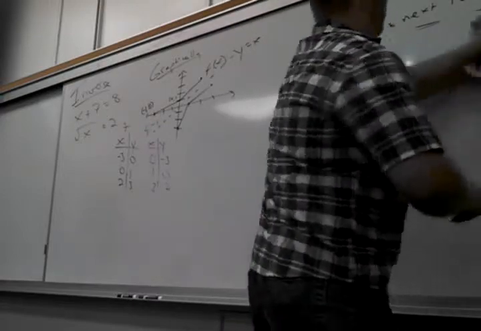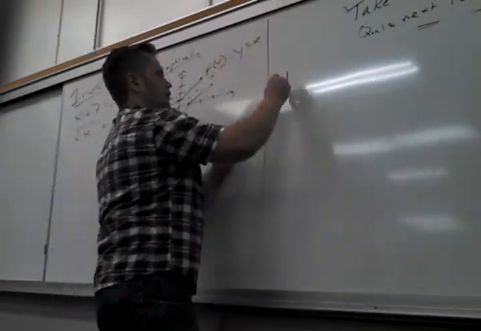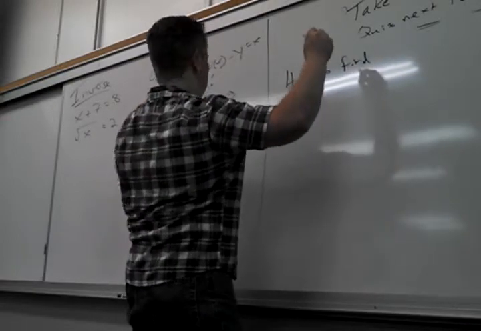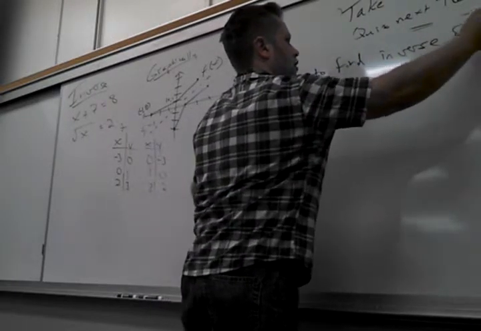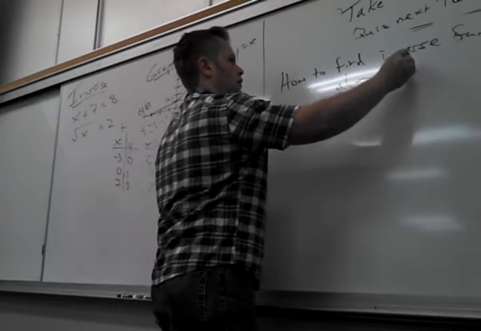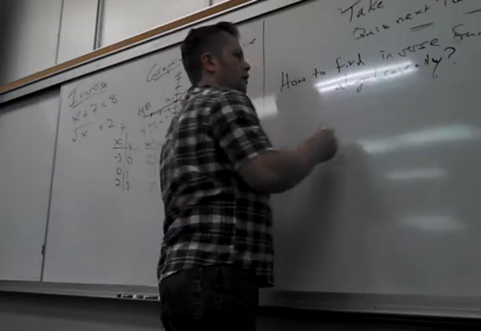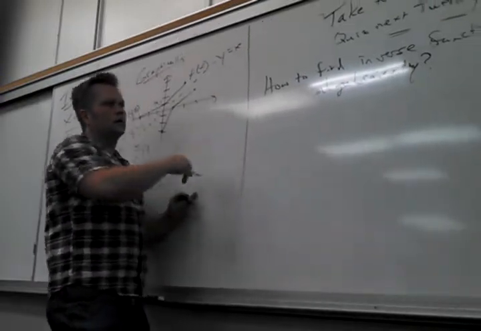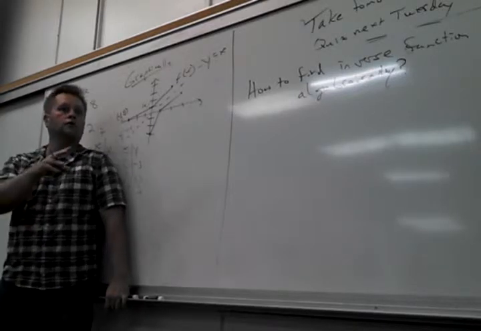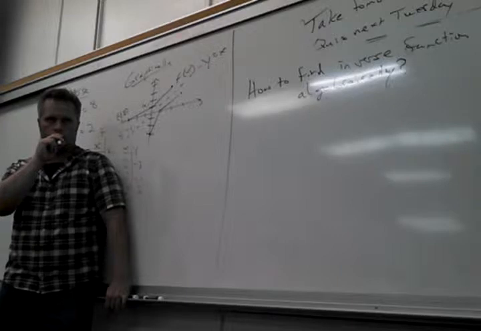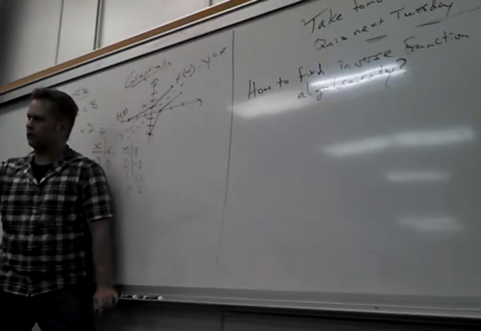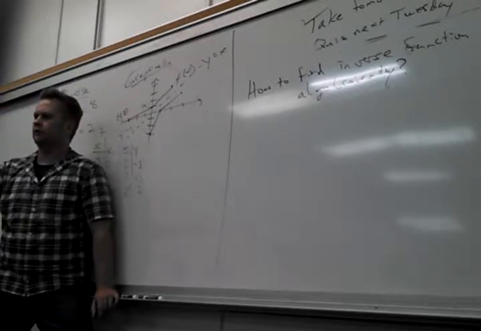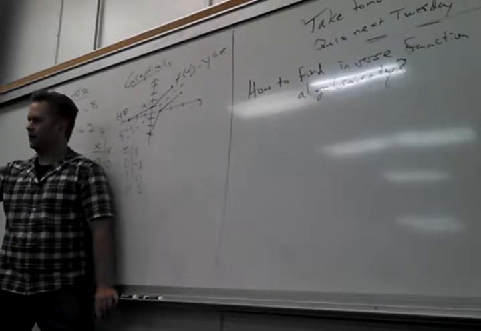So what does this mean algebraically? So now how to find an inverse visually. How do I find an inverse function algebraically? Exactly its opposite. Period. Exactly its opposite. Yes. Okay. So if I had a very simple function, like twice x, what's the inverse of that? Half of x. Exactly. X over 2 or half of x, right?